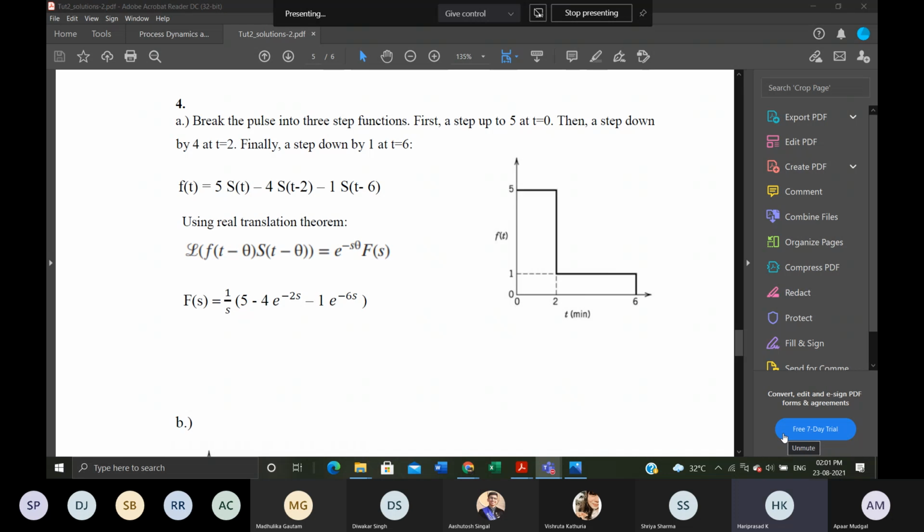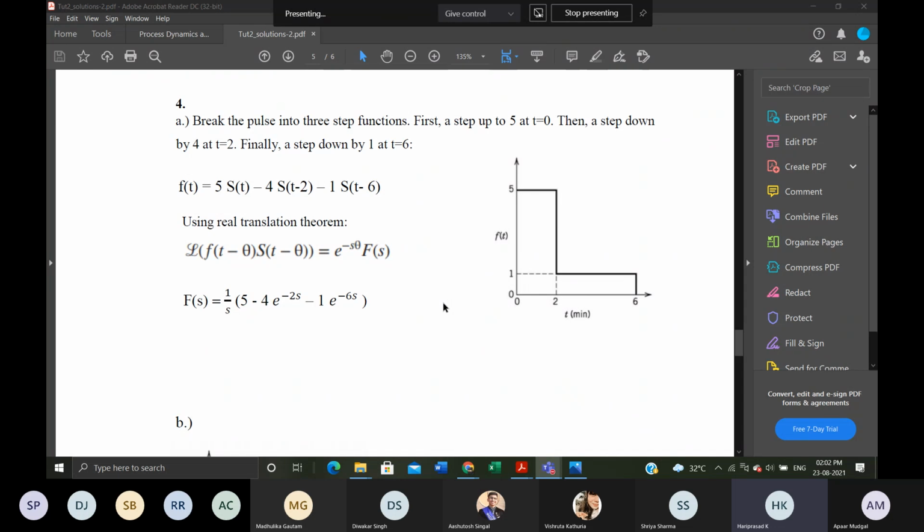Again, you have to logically split it. So see, it starts with 5. You see that at 2 it comes to 1. So what you have to do is a minus 4. And at 6 it goes to 0. So from 1 to 0 you have to do again minus 1. So at the starting it is s of t, and when it moves to t minus 2 it does that step down, and when it becomes t minus 6, it does a further step down. So this now is a summation of three step functions with a delay. Step function with a delay, you see that.